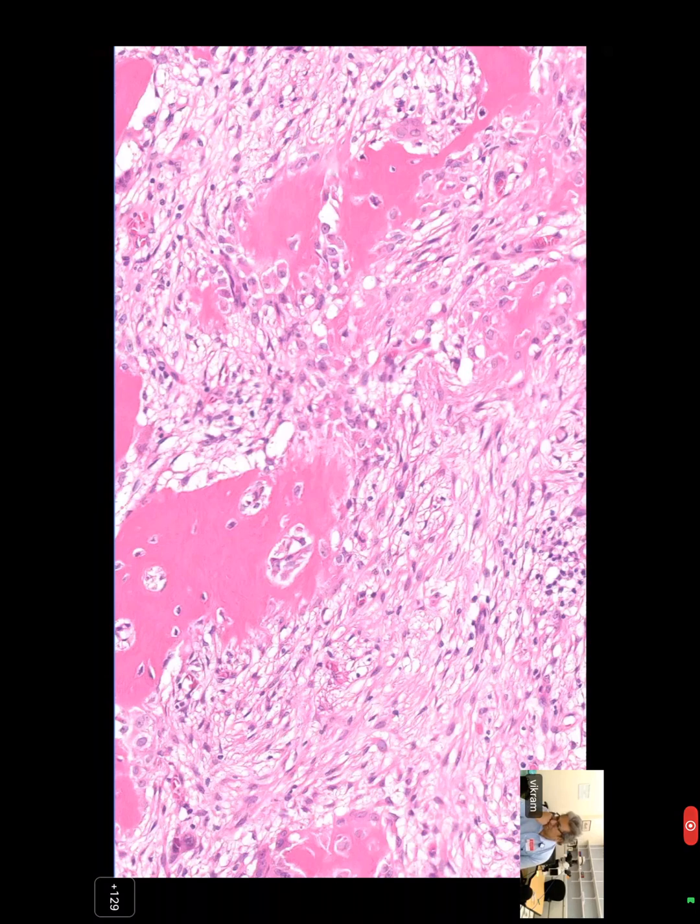Do you have anything to add, Manish, to that? So this is the case management. This case radiologically was osteofibrous dysplasia. We would have just observed it because of the very young age.